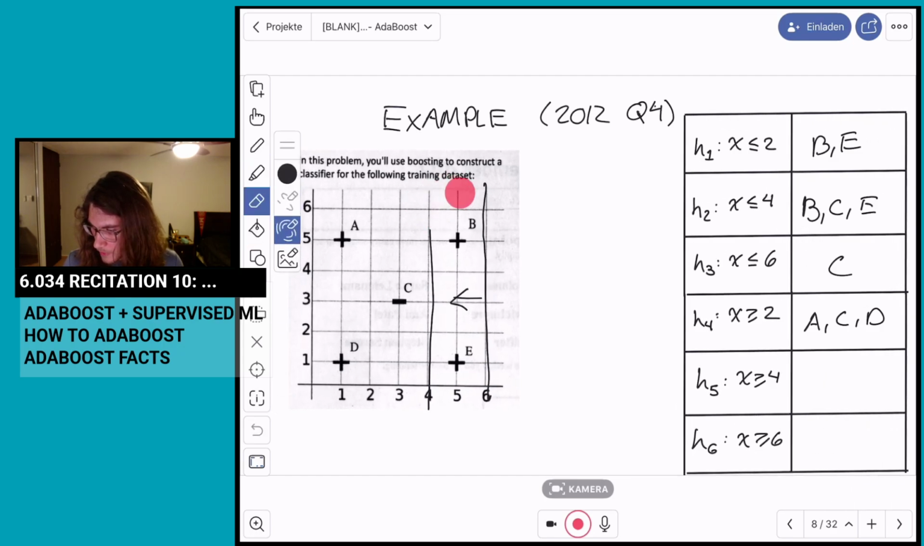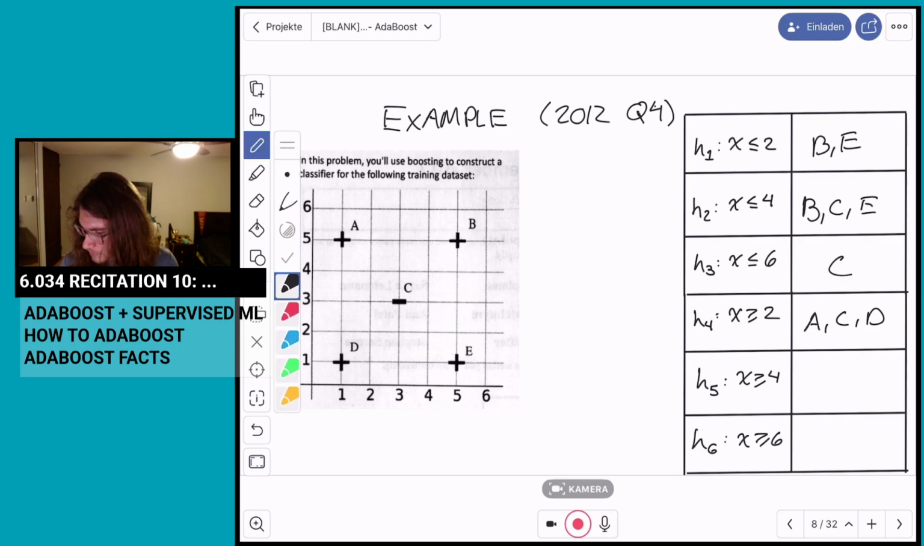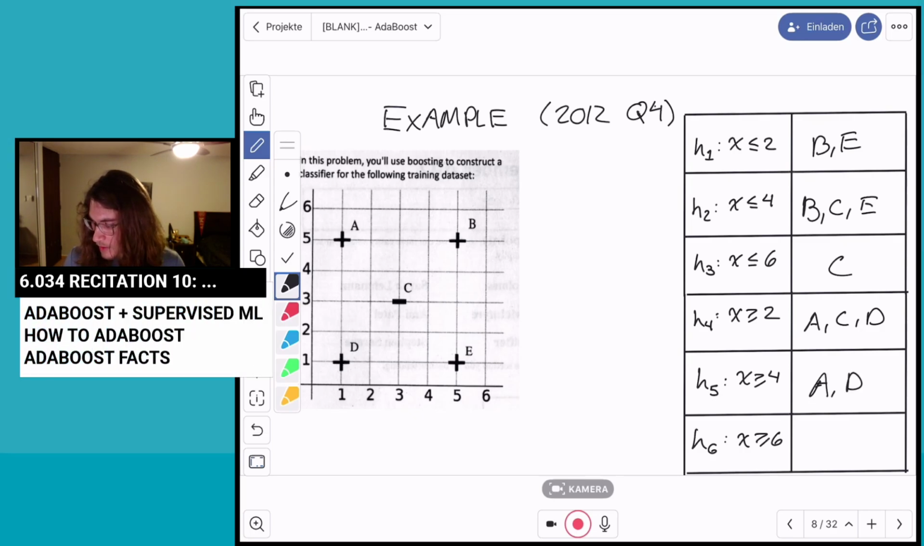let me clean up this before I confuse myself. In the case of x less than or equal to 4, A and D were correctly classified. If I flip it around, they are going to be incorrectly classified, and everything else will be correctly classified. So A and D are the ones here. And then if C was the only misclassification in the case of x less than or equal to 6, then everything else is going to be misclassified if I flip it: A, B, D, and E.